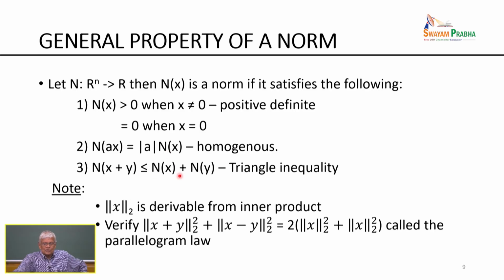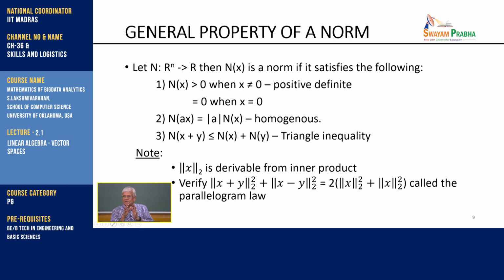The third property is called triangle inequality. What is that? We all know. What is the basic property of triangle inequality? The third side is always less than the sum of the other two sides. All of you with me, please? So that's how we learn geometry. So we learn geometry through two norm.